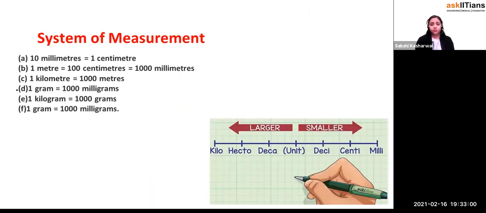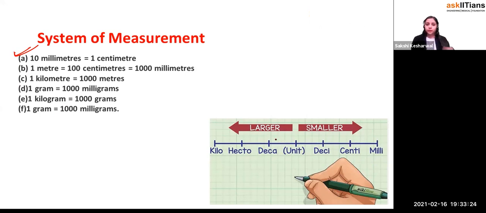Now see, the system of measurements is like this. 10 millimeters is equal to 1 centimeter. So this you have to learn, right? So this is very nice. It says milli, centi, deci, unit, deca, hecto. Starting from milli, you multiply by 10, you will get centimeter. Then you multiply it again by 10, you will get decimeter. Then again you multiply, you will get meter. Then again you will multiply.